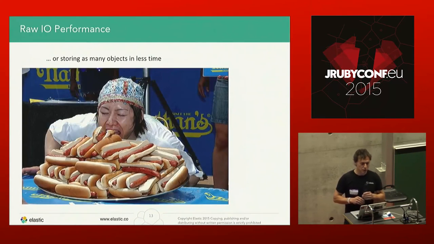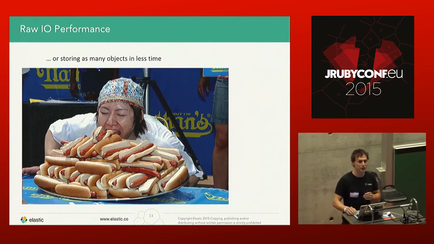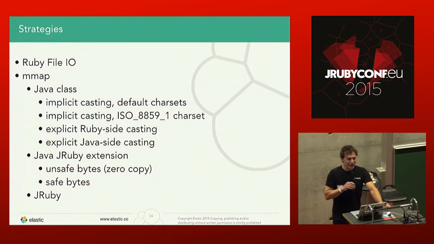So that leads us to trying to find out the best way to persist, because Logstash processes hundreds of thousands of events per second, so we need to be really, really fast in terms of persistence. So I/O performance, or storing as many objects in the least time if possible. And this is not Satoshi here in the picture. Okay, so different strategies that we're going to explore.